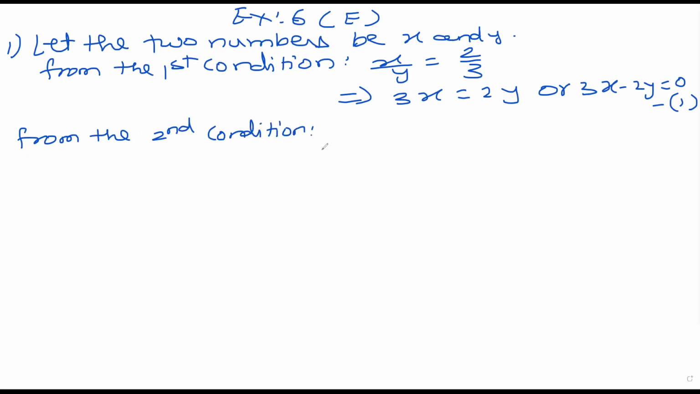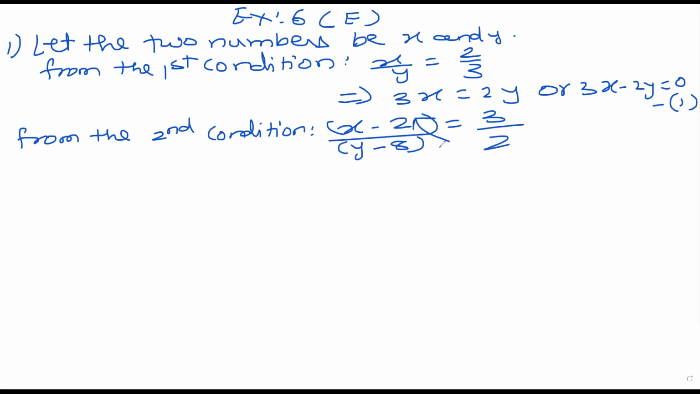Now from the second condition, what do you get? If 2 is subtracted from the first, that is x minus 2, and 8 is subtracted from the second, that is y minus 8, the ratio becomes the reciprocal of the original. So what does it mean? It becomes 3 upon 2, correct? So what do you do now? You cross multiply.